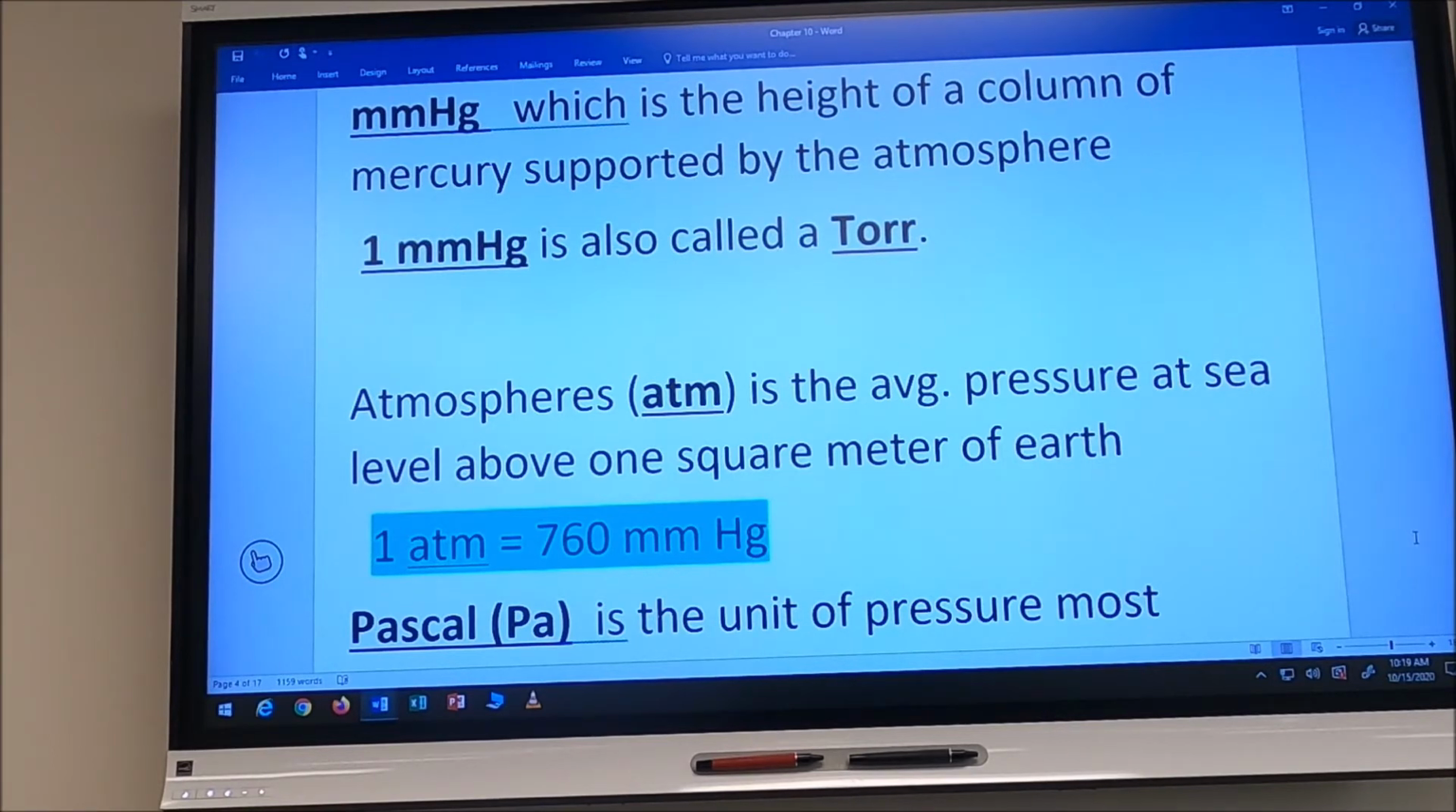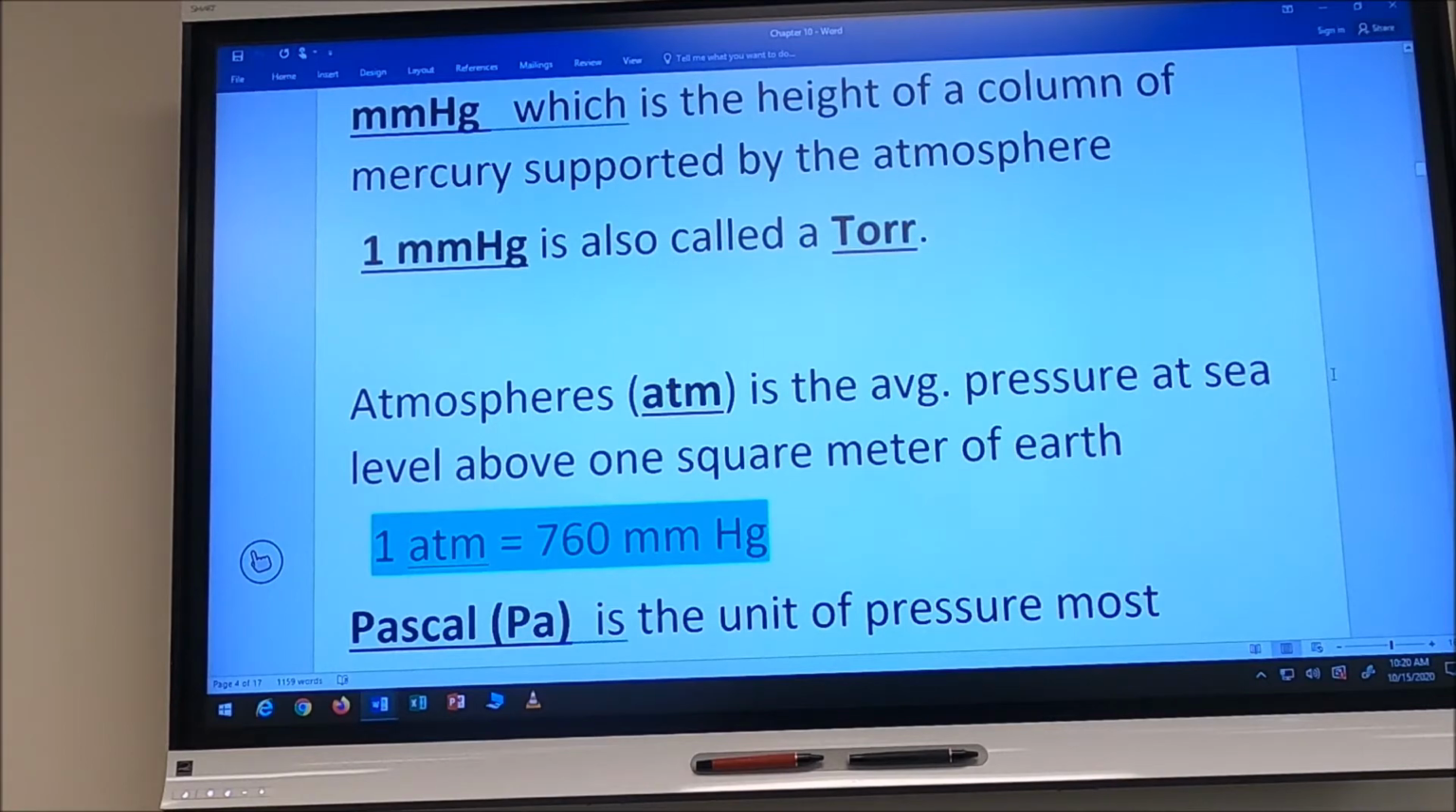1 millimeter of mercury is also called 1 torr. We'll also commonly use the atmosphere. The atmosphere, ATM, not automatic teller machine, atmosphere, is the average pressure at sea level above 1 square meter of Earth. 1 atmosphere is the same as 760 millimeters of mercury. That's the same as 760 torr.